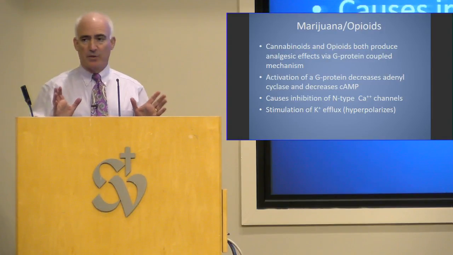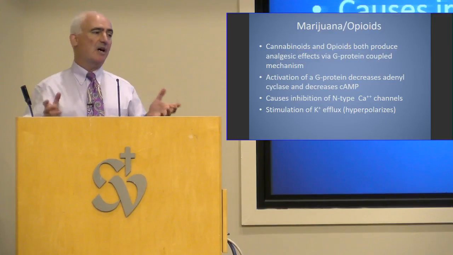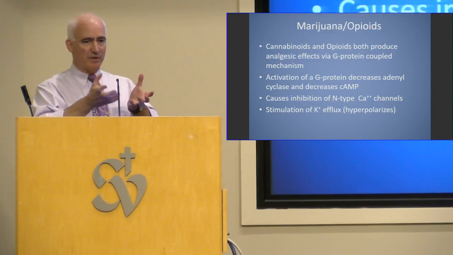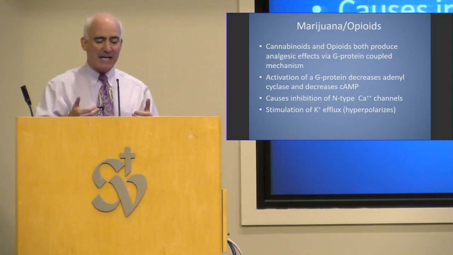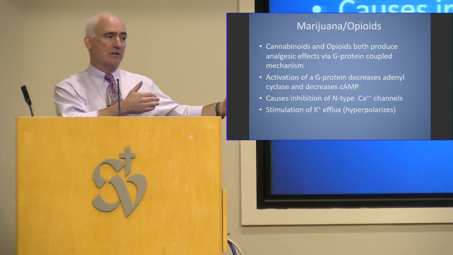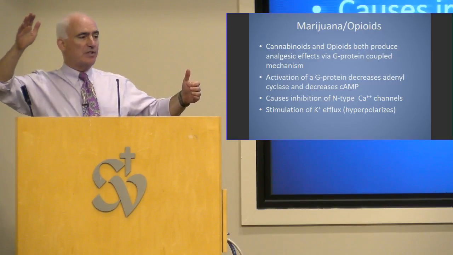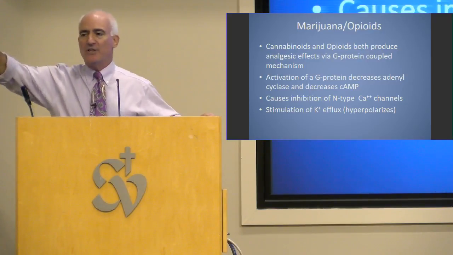Cannabinoids, and that's what we're talking about, and opioids both produce analgesia via a G protein coupled mechanism. Don't want to get too specific. Remember, a G protein is going to have 7 different receptor areas on there. The bottom line is when you activate a G protein, it decreases adenyl cyclase, which causes a decrease in cyclic AMP, and it causes inhibition of calcium channels. When that happens, you don't get signals, right?